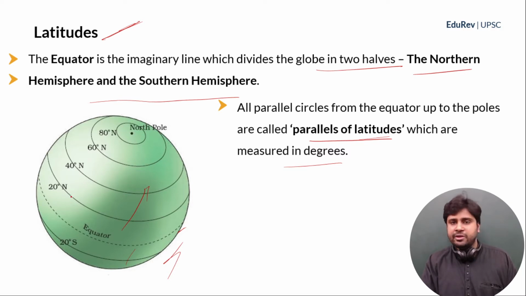Like you have 20° north, 40° north, 60° north, 80° north, and then you have 90° north, which is the North Pole. In the same way, you have 20° south, 40° south, 60° south, 80° south, and then you have the South Pole, which is 90° south. So all these parallel circles are called parallels of latitudes.